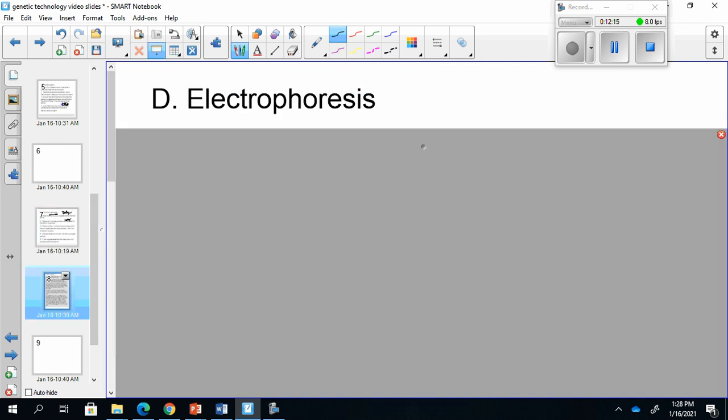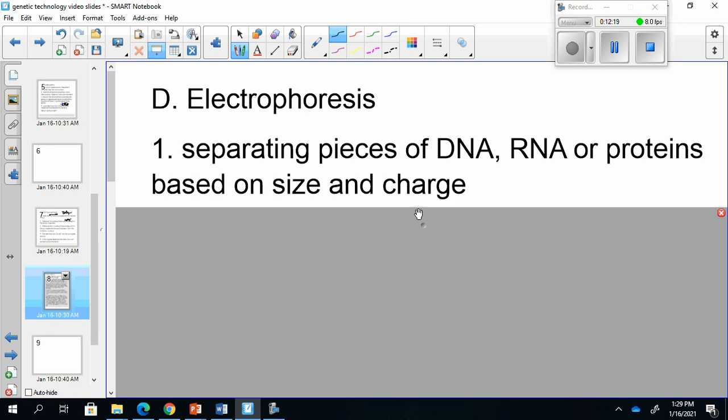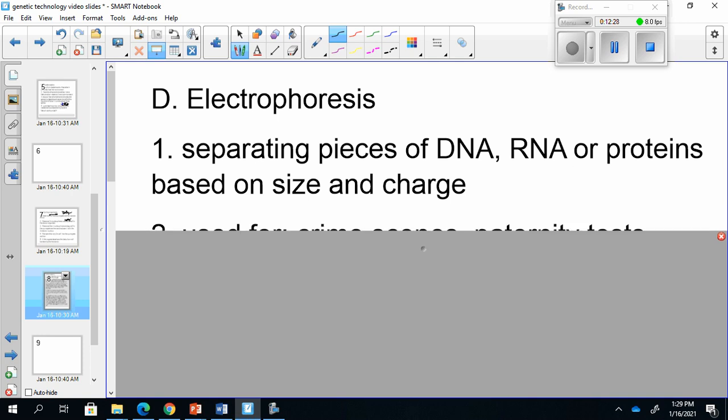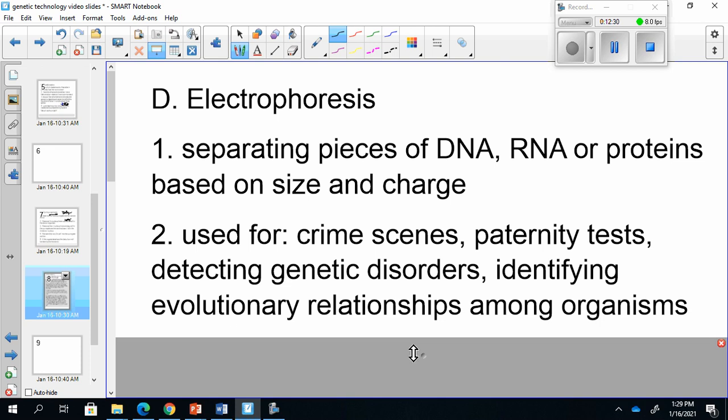All right, next one, electrophoresis. We also will do a lab on this. So this is separating pieces of, you can do it with DNA, RNA, or proteins. It's based on the size of whatever molecule you're doing and the charge. And it's used in crime scenes. So when they take the suspect, or multiple suspects' DNA and compare it to DNA that's found at the crime scene to see which one is a match.